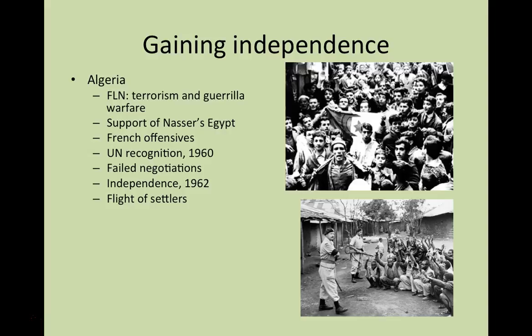When independence was granted in 1962, nearly all of the settlers of French origin fled the country, taking with them all of their possessions and destroying most of the infrastructure, the houses and buildings and other things that they had built. I suppose they thought if we can't have it, then nobody gets it. And so they left what could have been an asset to the Algerians in ruins. That brought an end to it.